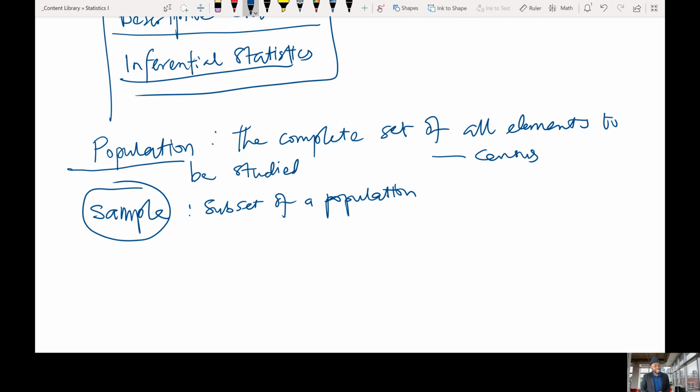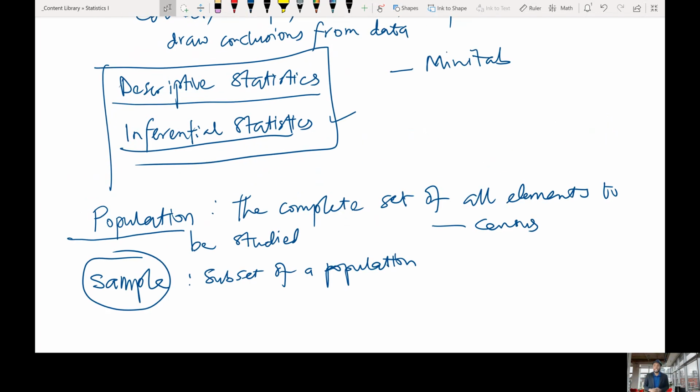Right. Now, let's look at other key terms. In inferential statistics, when we get there, we'll be looking at estimations, how to estimate the average, how to estimate the proportion, and so on. So I said estimation.